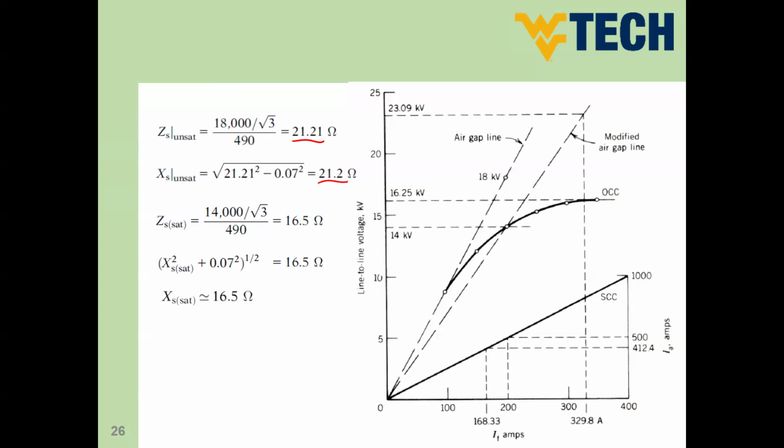The other value, the saturated value, we can use it as we mentioned, the rated volt divide root 3, divide the same armature current. So the value is 16.5 ohm. Again, the saturated reactance can be calculated using the resistance we have. So it's going to be also 16.5 as you can see. So here is how we can calculate the parameters of our machine.